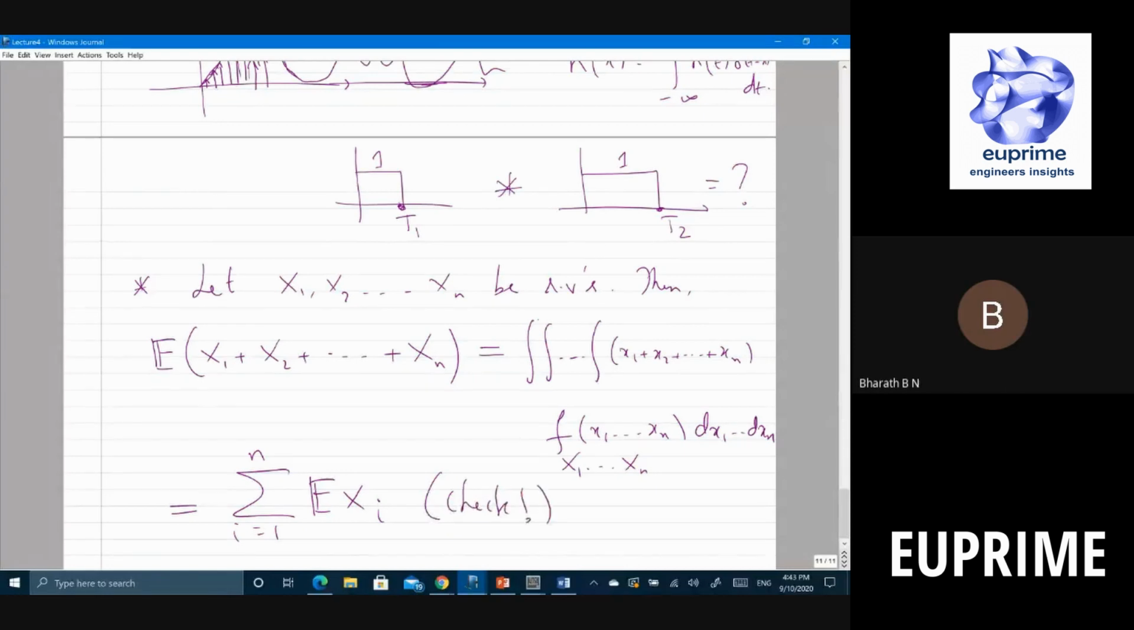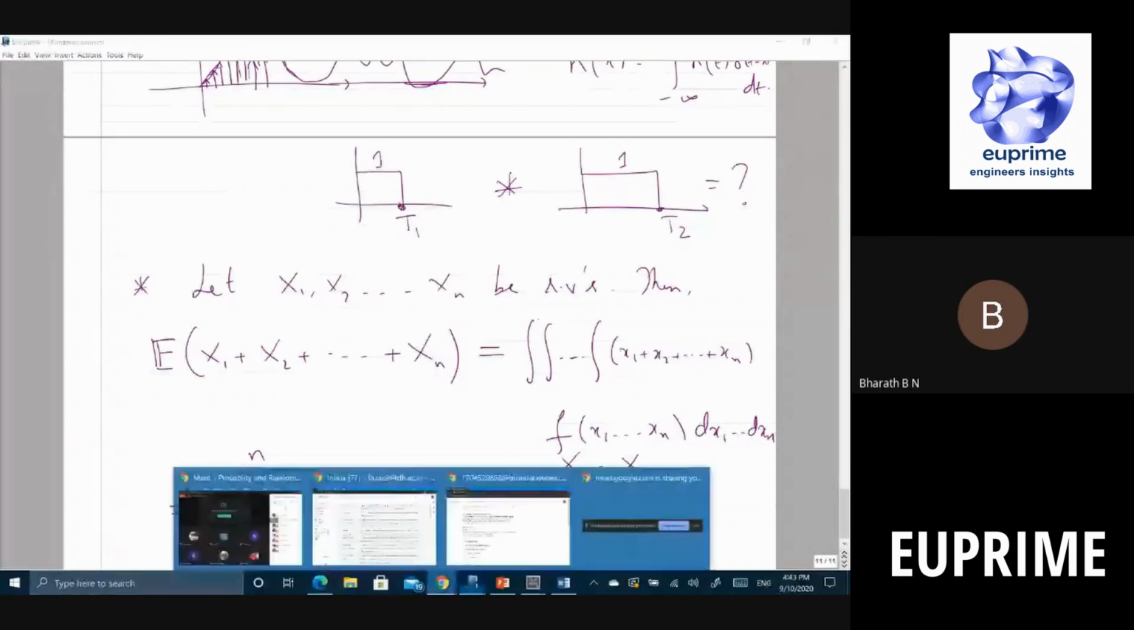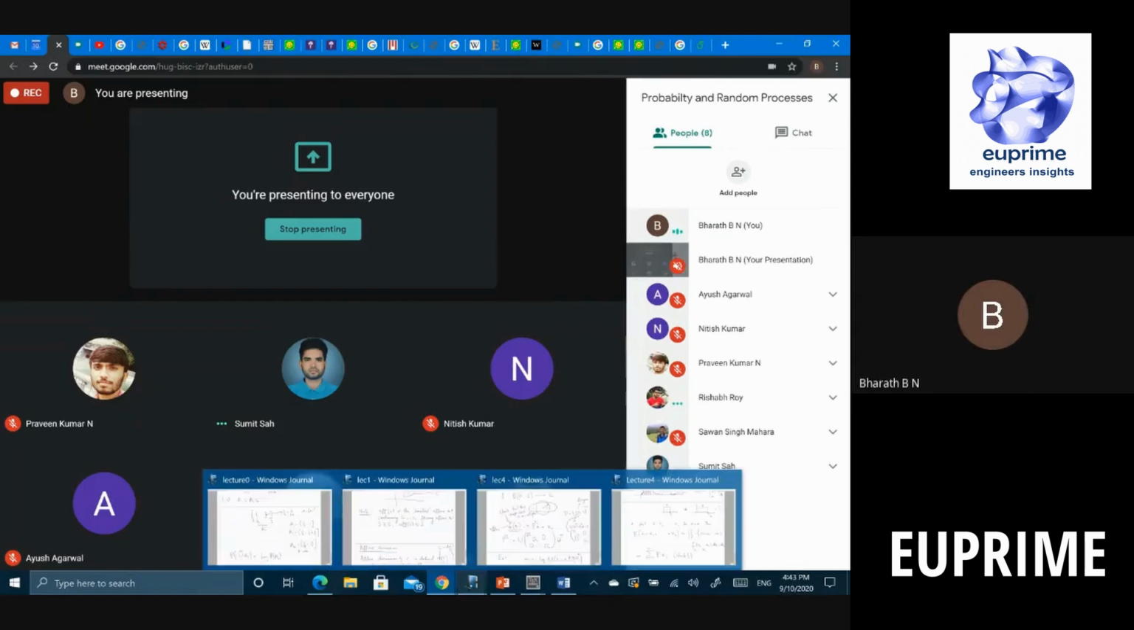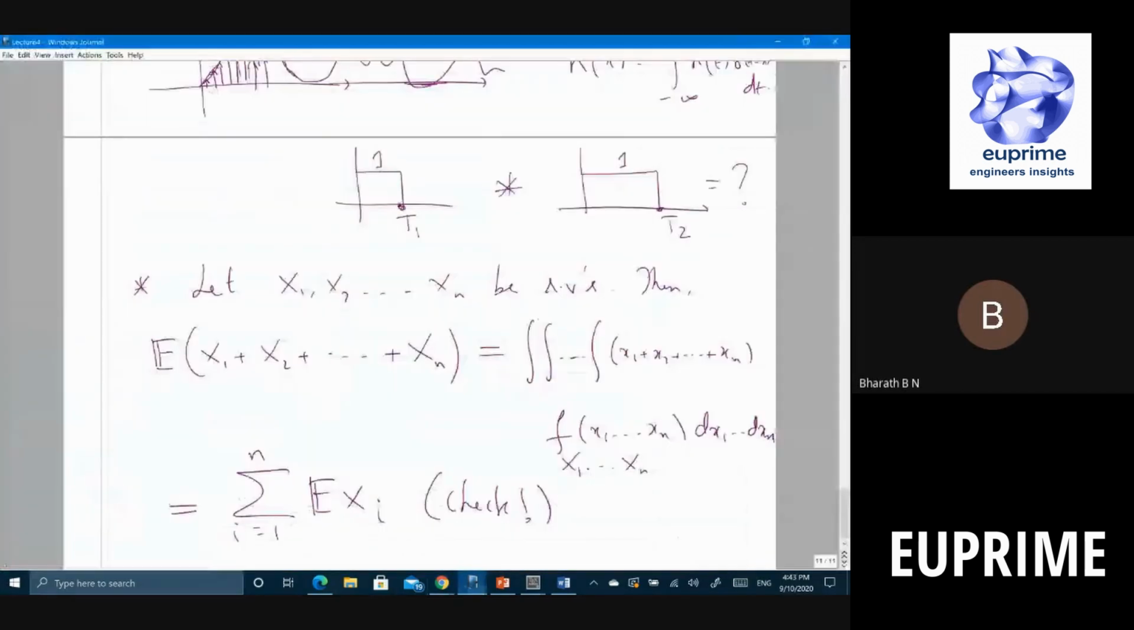I won't prove this, it's very easy, straightforward. Everyone knows how to derive this, right? Sumit, you are saying something? Yeah, sir. The expectation you have written this one, sir. So expectation of the sum is the sum of the expectations. That's what I have written. So in other words, expectation is linear. Yes, you just have to check this. This is not a difficult thing to do.